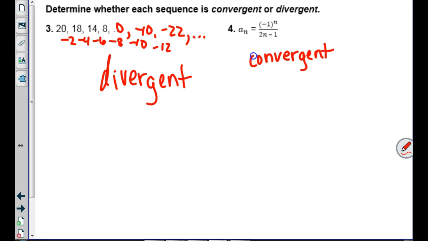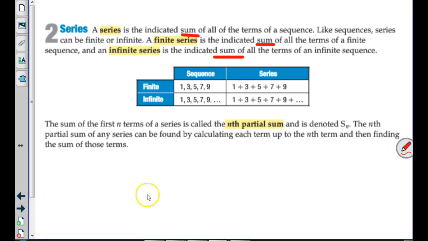On the quiz, I gave you a sequence like this, where it's just a list of numbers, okay? The only way it's going to be convergent is if it's getting closer and closer to a particular number. It does not keep going. It would have to be geometric.